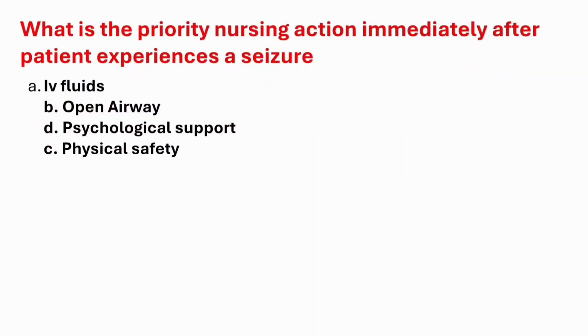16 gauge. What is the priority nursing action immediately after a patient experiences a seizure? A. IV fluid. B. Open airway. C. Physical safety. D. Physiological support. The correct answer is B.